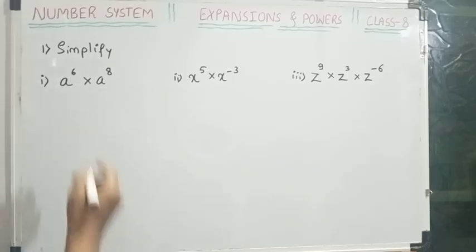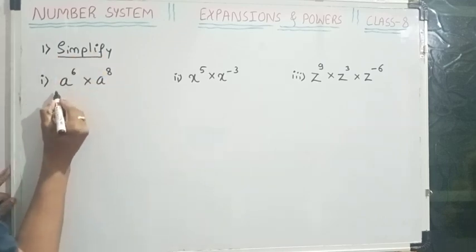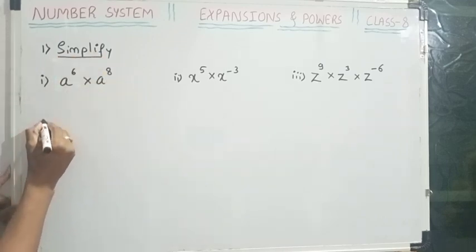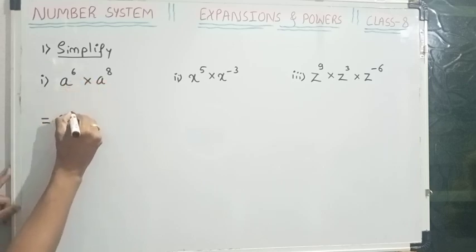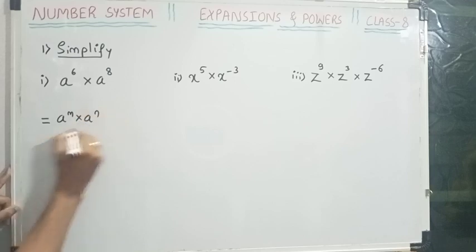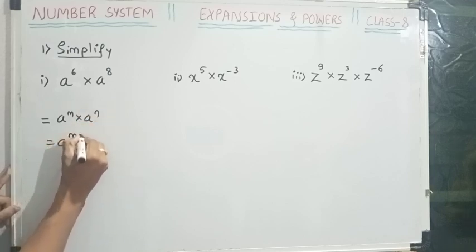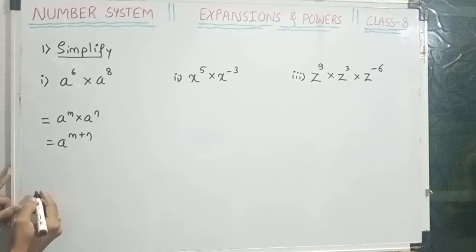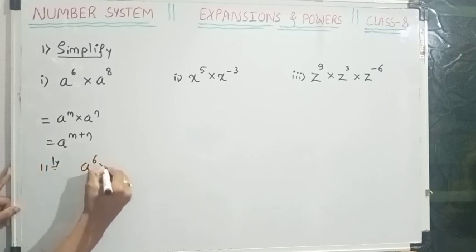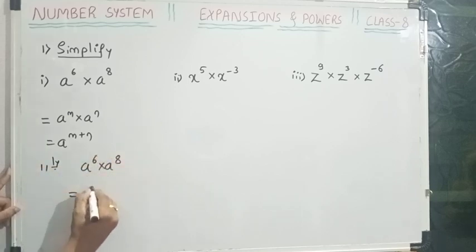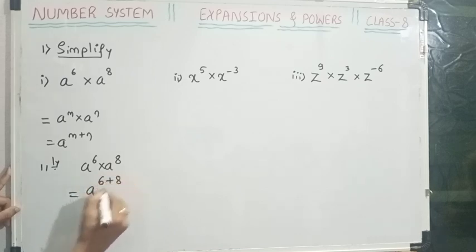Here is the first question based on laws of exponents. Simplify. a to the power 6 into a to the power 8 is equal to how much? Here, I am going to use one law of exponent, that is a to the power m into a to the power n is equal to a to the power m plus n. Here, instead of m and n, we have been given 6 and 8. I am using those numbers. a to the power 6 into a to the power 8 is equal to a to the power 6 plus 8, which is a to the power 14. That is the answer.